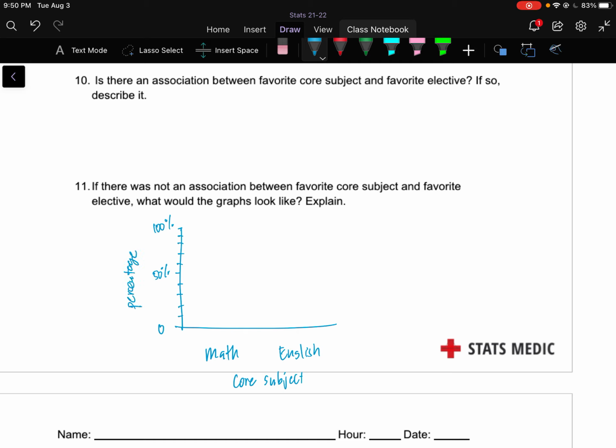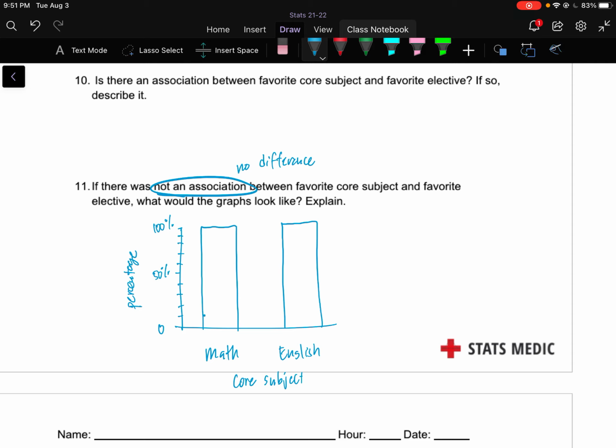Or if you want to sound fancy, you can write relative frequency. All right, so for each subgroup of students, we're going to have a rectangle that goes all the way to 100%. Just like if we were doing pie charts, the entire circle would represent 100%. And then we're going to divide it into 5 segments representing the 5 different electives. Okay. Now, no association means that there should be no to little difference.